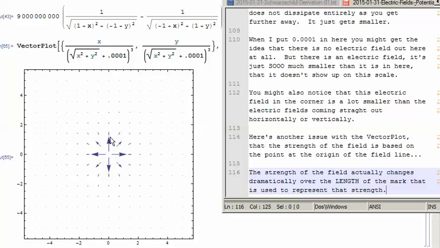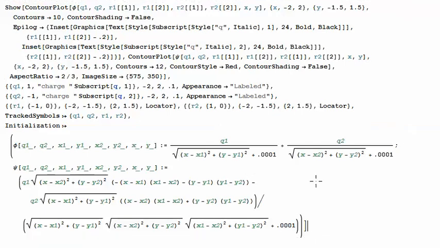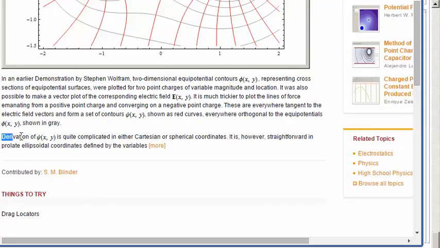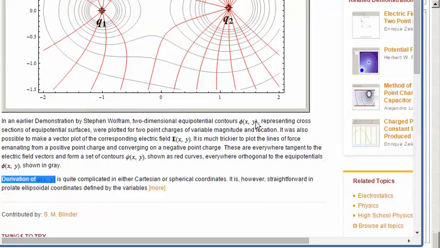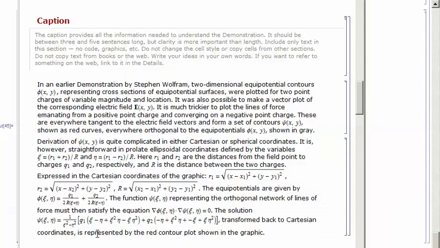Alright, this isn't quite the direction that I was planning for this video to take when I started, but I do want to discuss a little bit the meaning of this psi function. He does point out that the derivation of psi of x comma y is quite complicated in either Cartesian or spherical coordinates, and it is straightforward in prolate ellipsoidal coordinates. Unfortunately, I don't know exactly what that means, but there is more detail in the download.